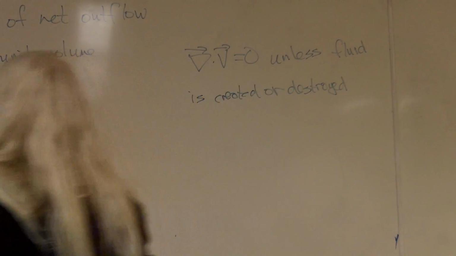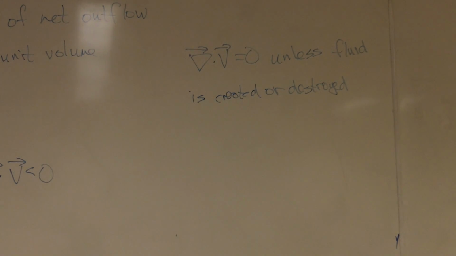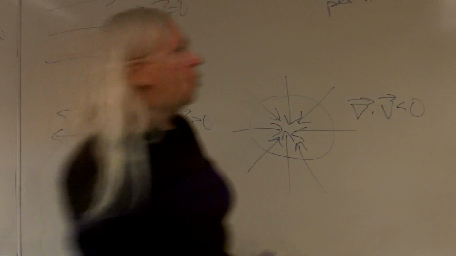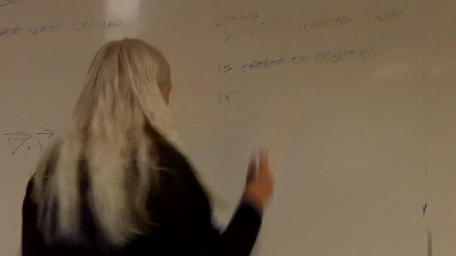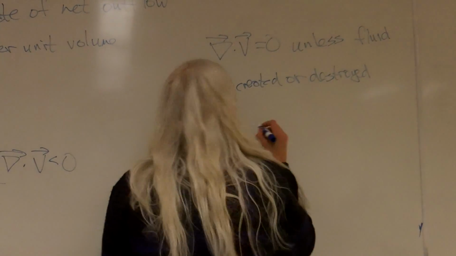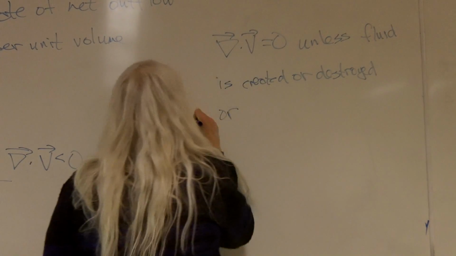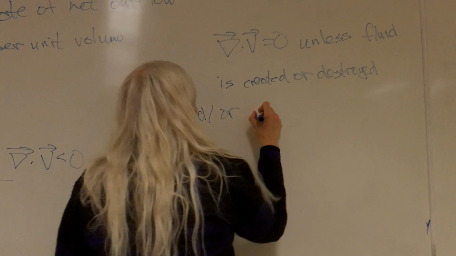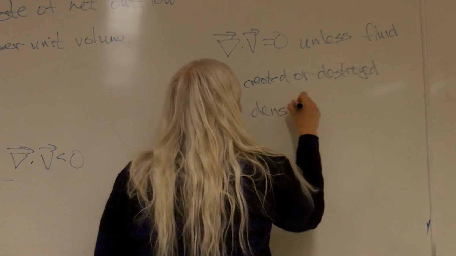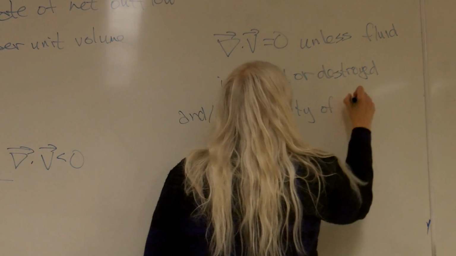that was the example I used here. I said imagine this fluid's being created somehow at the center and then flowing outward. Or the other reason the divergence could be non-zero is, and let's say and/or, right, because both things could be going on, the density of the fluid changes.